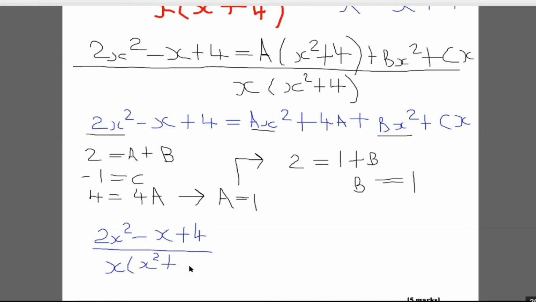So we have this, and this is equal to, we said that it was A over x, so it is 1 over x plus (Bx + C), where Bx is 1x, so it is now (Bx + C) over x squared plus 4, so it's (x minus 1) over x squared plus 4.